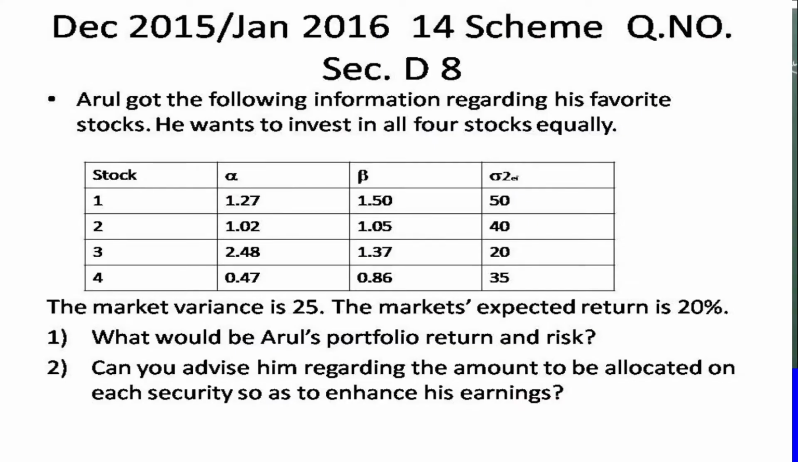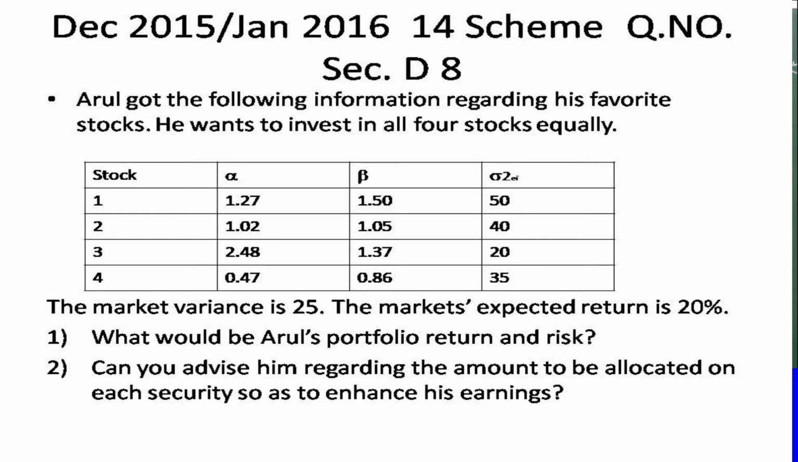From the question paper, December 2015, Jan 2016, it is a 14 scheme compulsory question, section D, which carries 20 marks. It is a case study problem. I will read out the problem, go through that. Arul got the following information regarding his favorite stocks. He wants to invest in all 4 stocks equally. Out of 100% investment, he wanted to invest in all 4 stocks equally. They have given stocks 1 to 4.